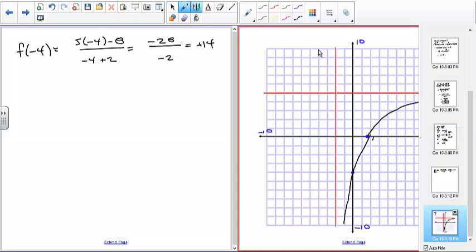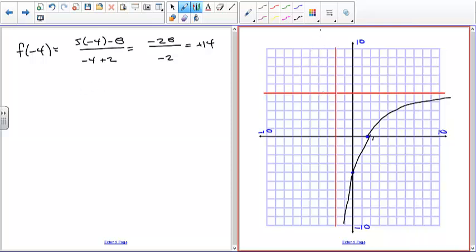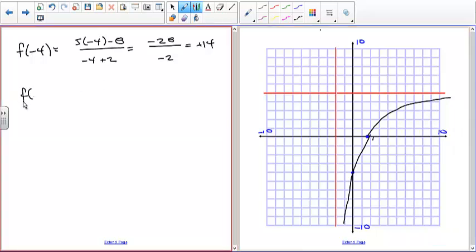So it would be way up here. What did I say? That was 14. So in that case, I might have asked you to do -5. So you'd have 5 times -5 minus 8 over -5 plus 2. So we'd get -25 minus 8 would be -33 over -3, which is -11. Yeah, this is way up here. So that actually would be about right here.